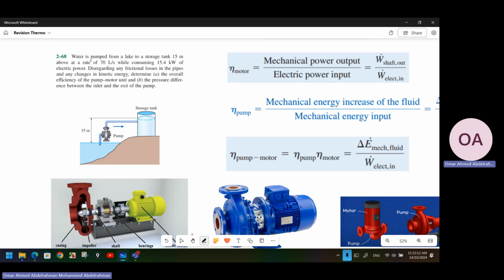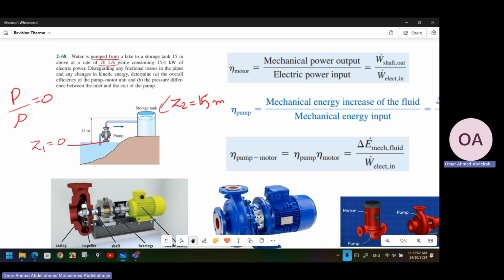Water is pumped from a lake to a storage tank, 15 meters above, at a rate of 70 liters per second. I will assume this one is my reference, so I will give it Z1 equal to 0. I will assume this is Z2, and I will give it 15 meters. Both of them are at atmospheric pressure and they are not moving. So the flow work for both of them is equal to 0, and the kinetic energy of the two states is also 0.